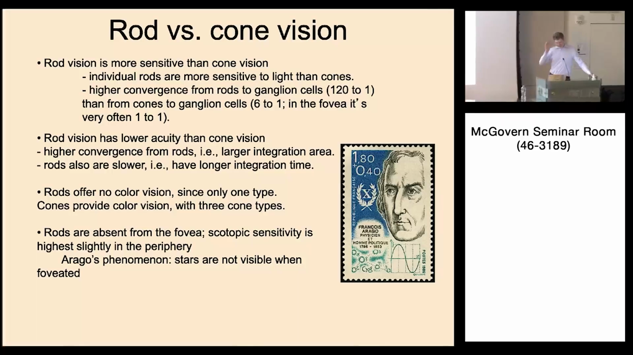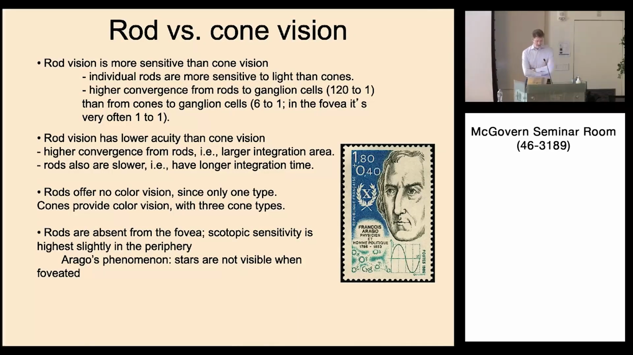All right, another big difference between rods and cones is that rods do not support color vision. And the reason for this is that there's only one type of rod. Okay. By comparison, there are 3 types of cones, and the cones thus allow you to distinguish different wavelengths of light. Okay? So we'll talk a lot about this when we talk about color vision in a few weeks.